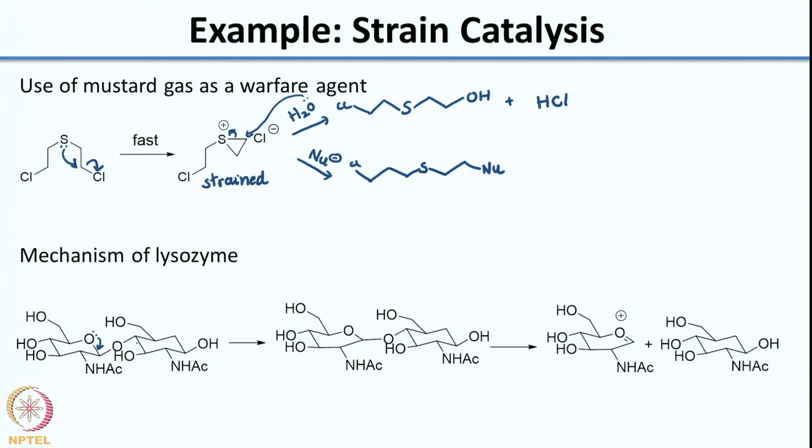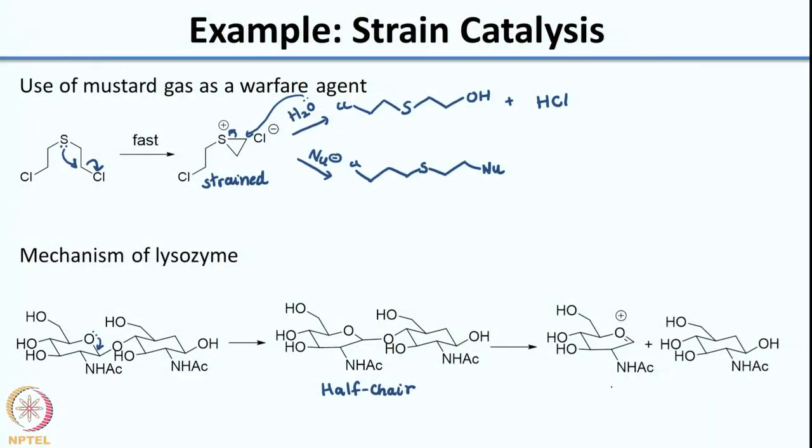But what is seen is, when it fits into the enzyme, it takes up a half chair conformation. Now, if you remember studying the conformations of cyclohexane, half chair is a very high energy conformation compared to the chair. So what you are forming is a more strained conformation inside the enzyme, and because of this strain, you are essentially decreasing the activation energy for this transformation.